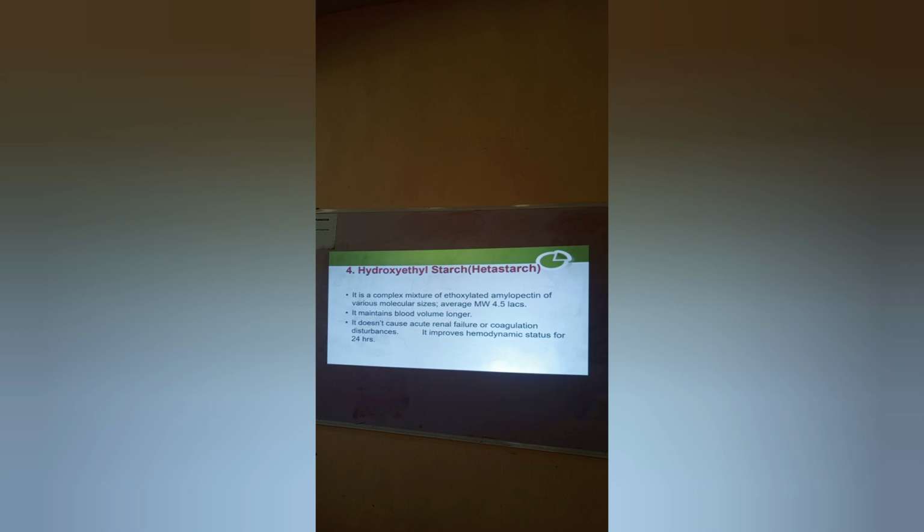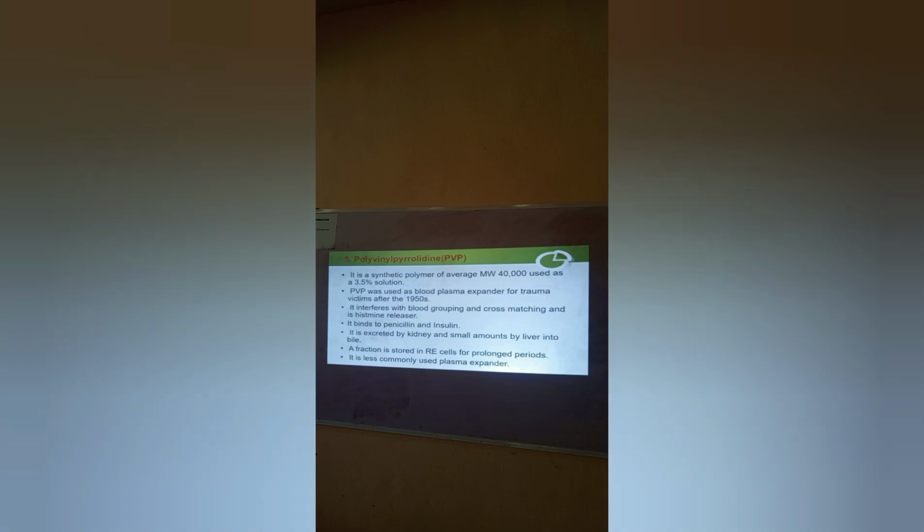The average molecular weight is 4.5 lakhs, and it maintains blood volume. It doesn't cause acute renal failure or coagulation disturbance. It improves hemodynamic status for 24 hours. Adverse effects are vomiting, mild fever, itching, chills, flu-like symptoms, swelling of the salivary glands, urticaria, and bronchospasm.